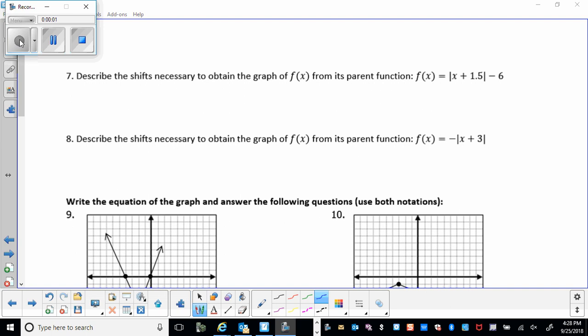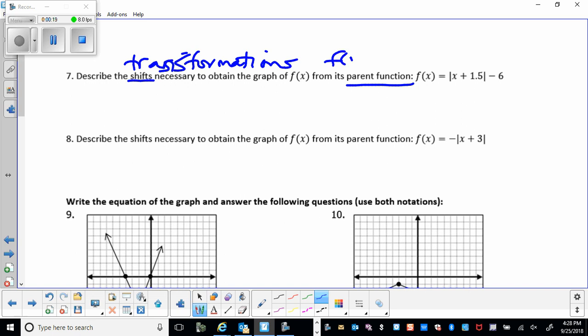This is just kind of what we've been doing, right? It says describe the shifts. All right, the shifts are the transformations. All right, so the parent function, remember that is f of x equals the absolute value of x.